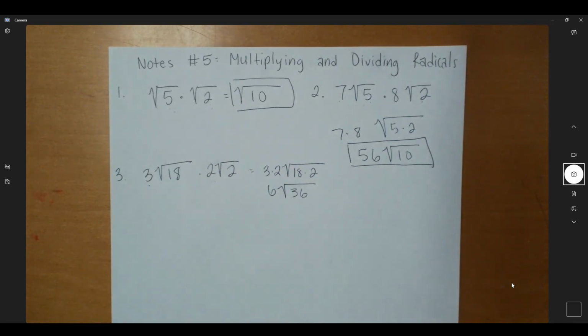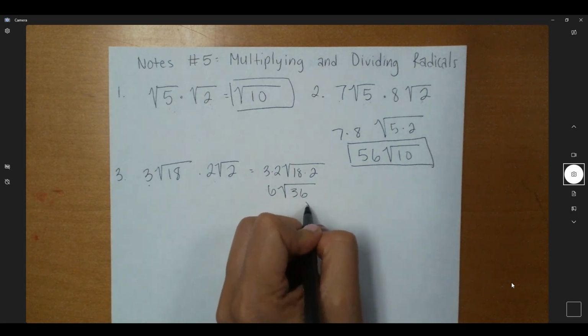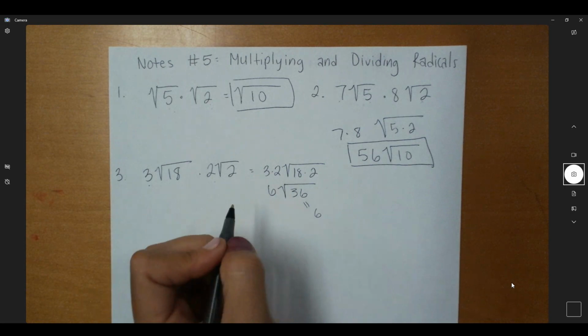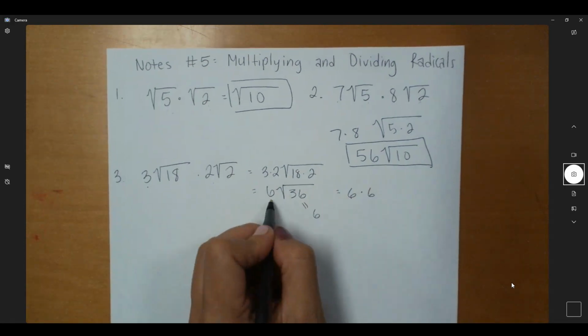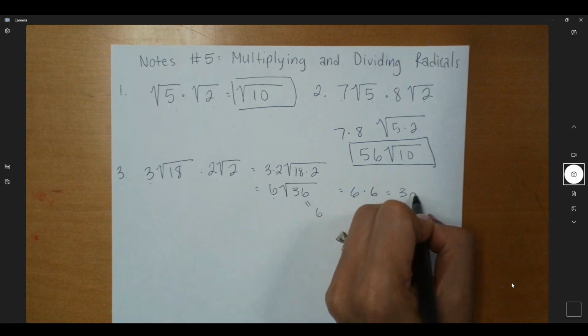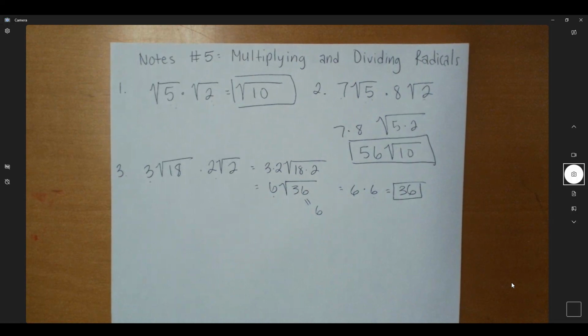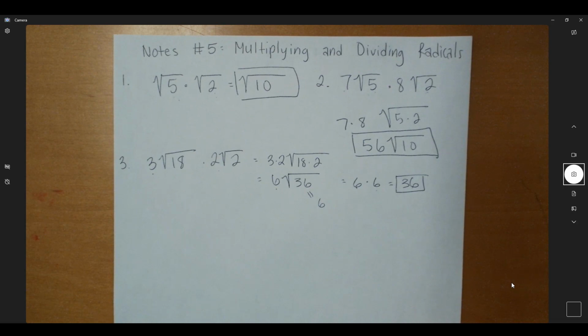Now, 36 is a perfect square. That's 6 times 6. So we know that this part right here is equal to 6. So this answer is 6 times 6. And that 6 is from here, and then this 6 is from here. So the answer is 36. Okay, I know I'm going fast, but you can always go back and watch this as many times as you want.